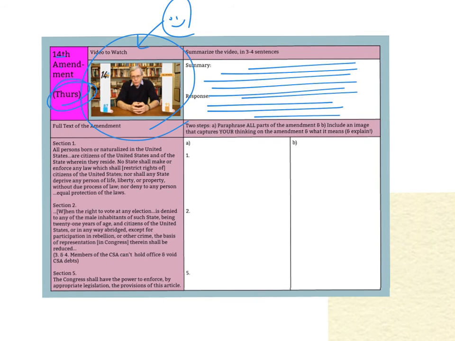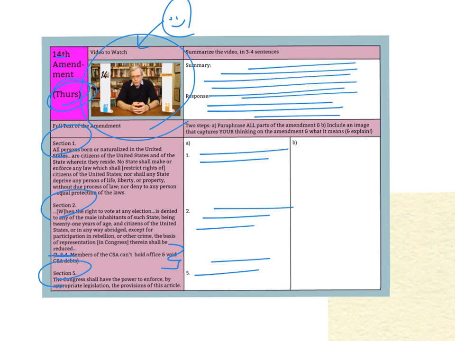Then your next step is you go through, read carefully Section 1, Section 2, and then also Section 5. Sections 3 and 4 I skipped because they're no longer really relevant today. We don't worry about these two things today so much. So please paraphrase 1, 2, and 5, and then make sure over here again that you are choosing images that relate to the meaning of this particular amendment, and be sure to explain your thinking.